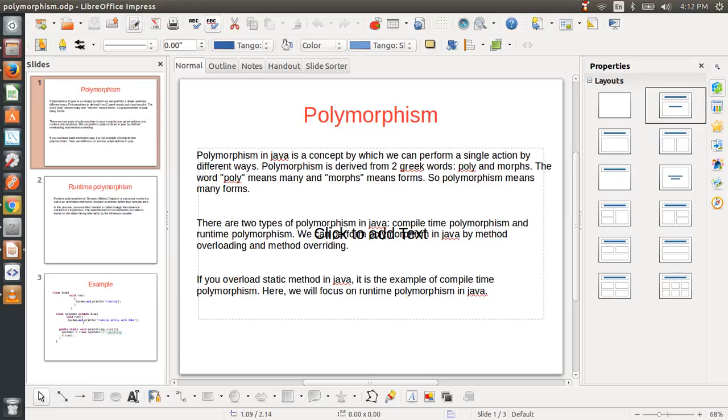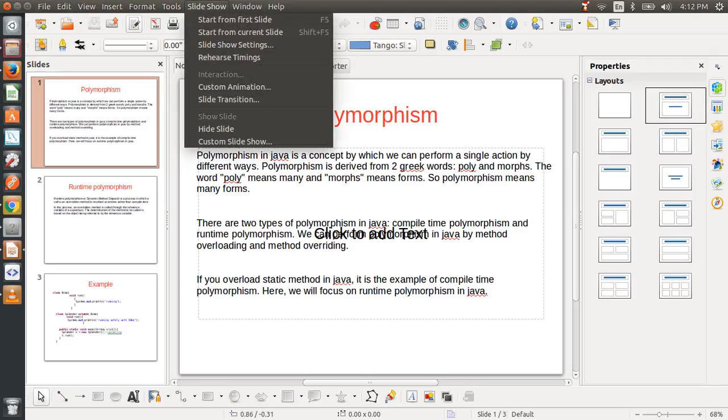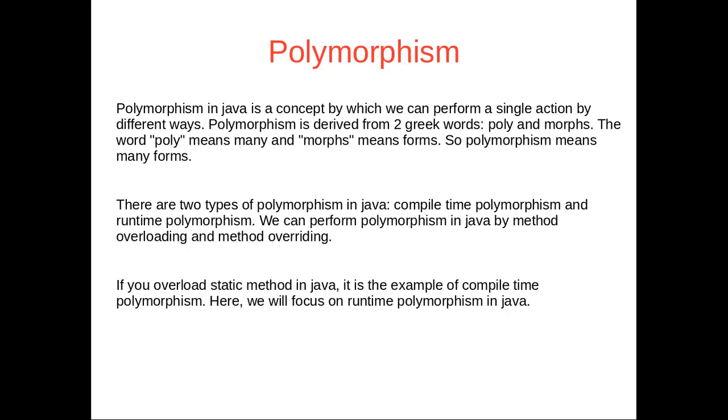Here I am discussing polymorphism and what exactly the meaning of polymorphism is. Polymorphism in Java is a concept by which we can perform a single action in different ways. Polymorphism is derived from two Greek words, poly and morphs. The word poly means many and morph means forms. So polymorphism means many forms.